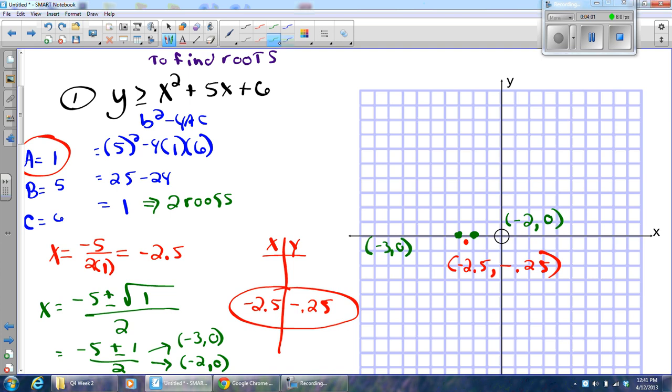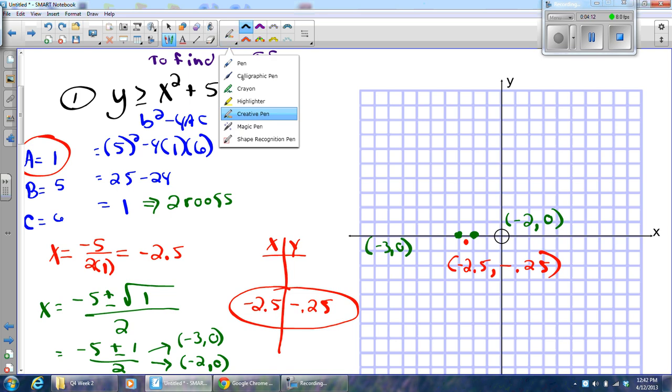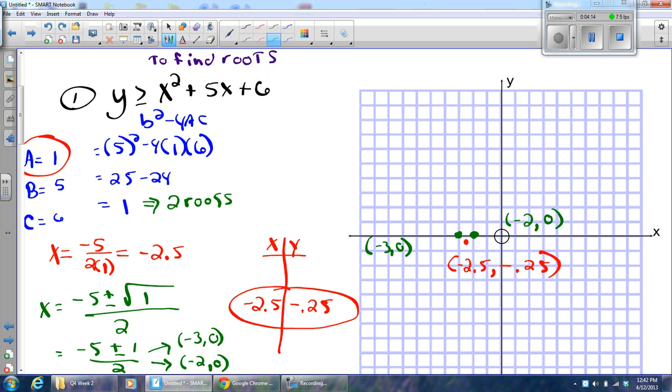And now I need my parabola. I can just do it this way. So my parabola is going to be solid because it says equal to. And so I'm going to go like this.